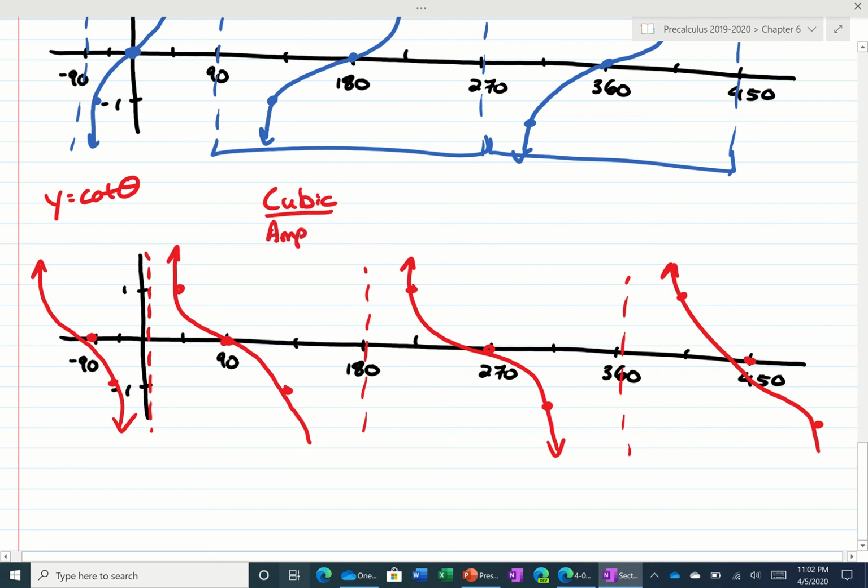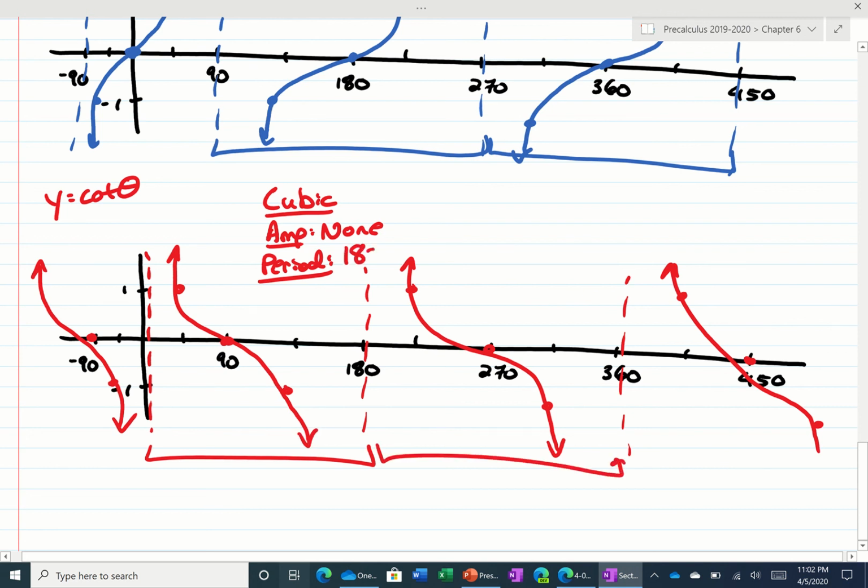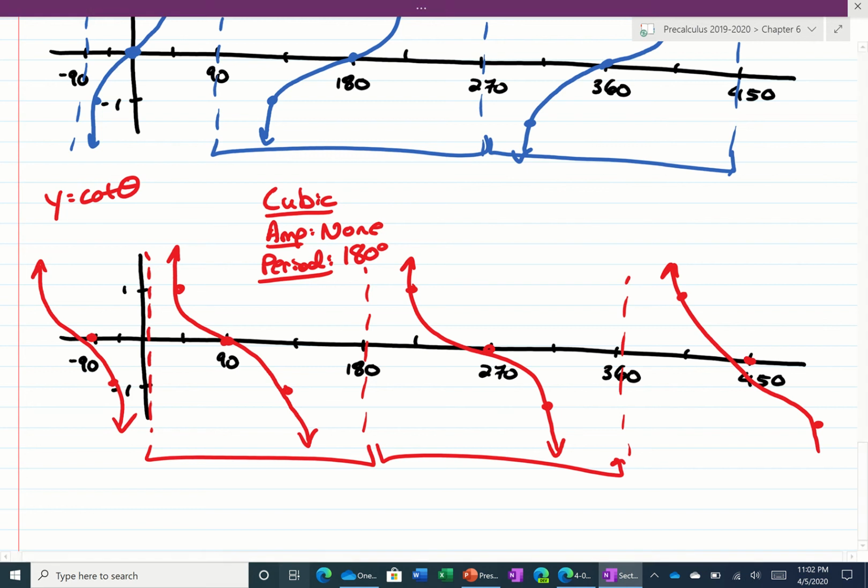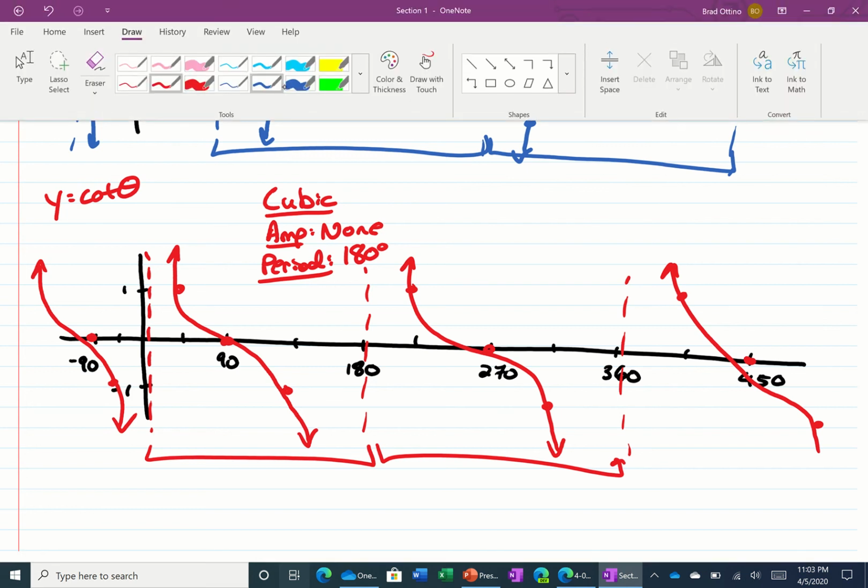There's no amplitude because it's not a wave. And the period for this, how often does it repeat? Well, look, from 0 to 180. 180 to 360, it looks like the same thing. So the period for these are 180. So let's summarize.